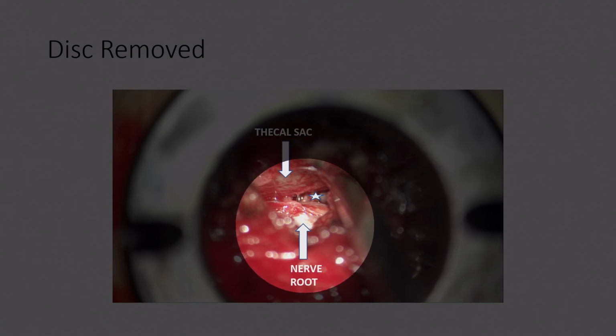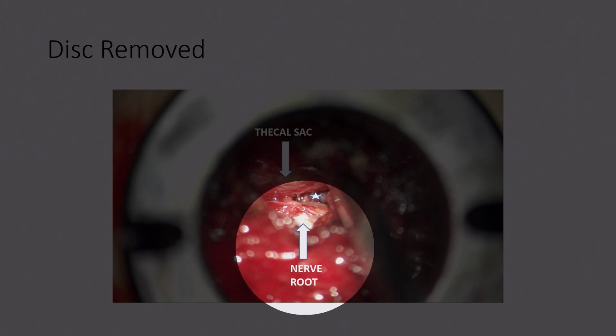And then here is something new that we didn't see initially, the nerve root, which is the larger nerve that comes off of the thecal sac and goes down to the leg. This wasn't visible in the beginning because the disc was pushing it out of the way. And now the nerve root has come back into position where it's supposed to be.